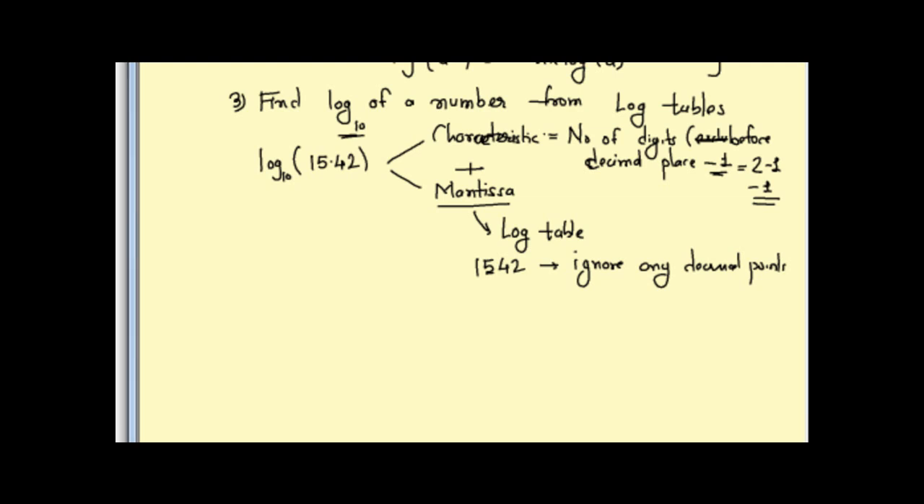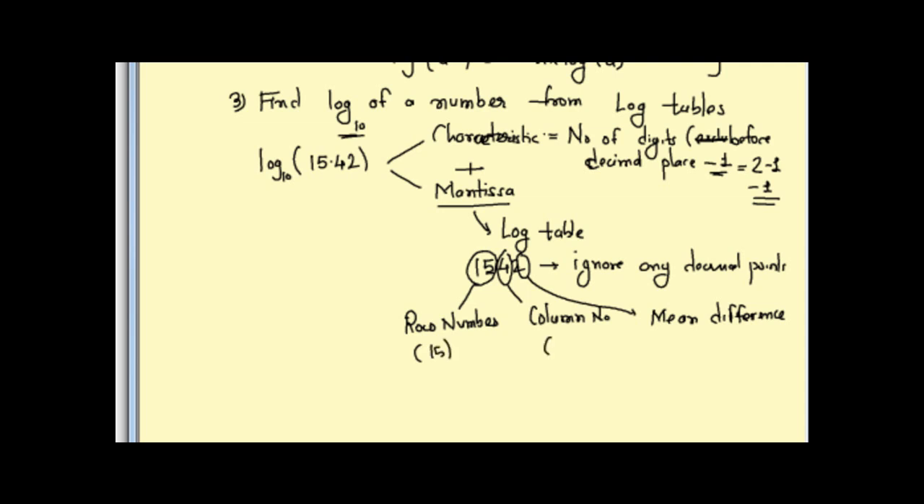The first two digits give the row number. The third digit gives the column number, and the fourth digit gives the mean difference. So we'll go to row number 15, column number 4, and mean difference 2.